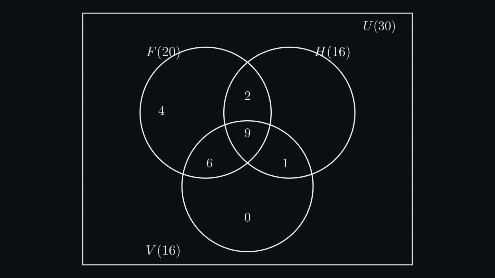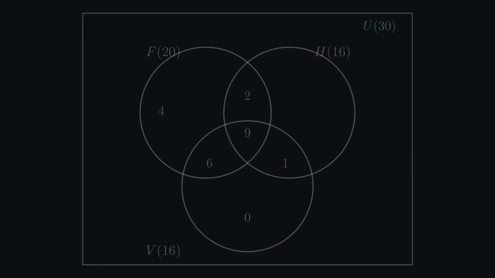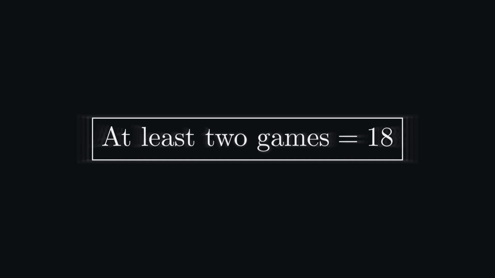We include football and hockey only. We include football and volleyball only. We include hockey and volleyball only. And we also include the students who play all 3 games. So, the total number of students who play at least 2 games is 18.